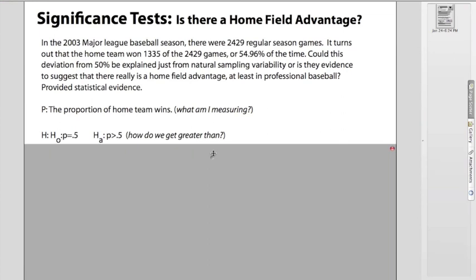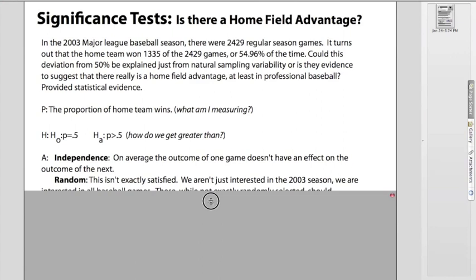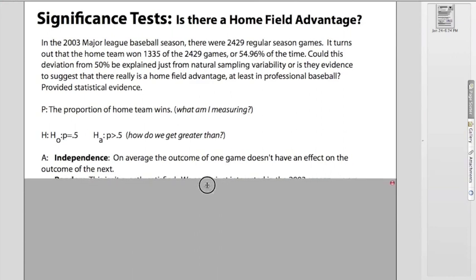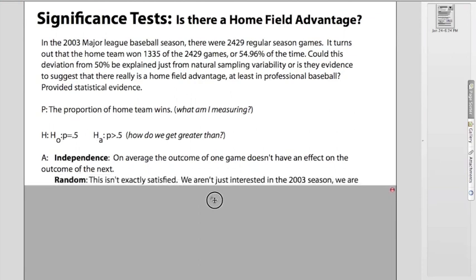All right, the next part is our assumptions. Now, independence. If we look at just independence for a second, what we're looking at is, on average, one game isn't going to affect the outcome of another game, basically. Okay, now there are exceptions to those rules, but remember, we don't really want to look at the exception to the rule. All right, random.